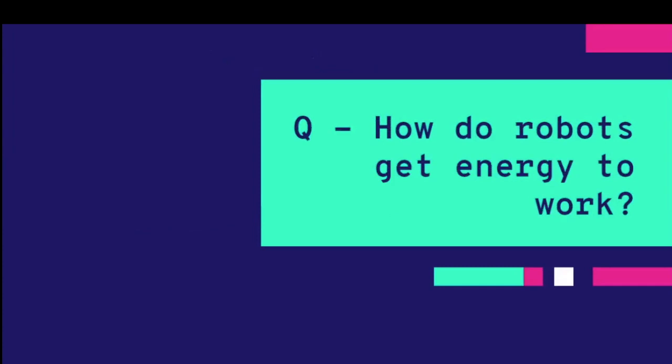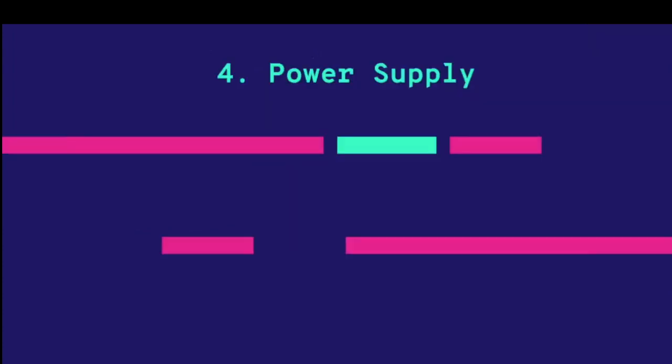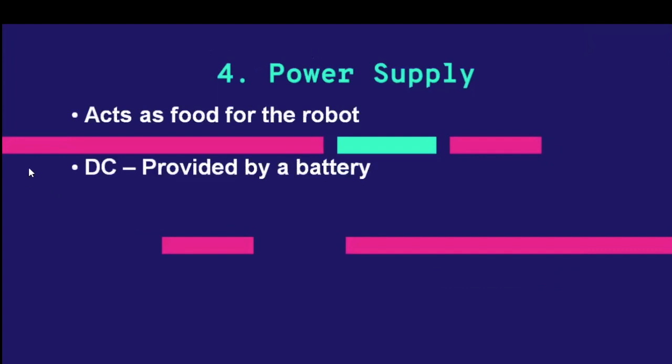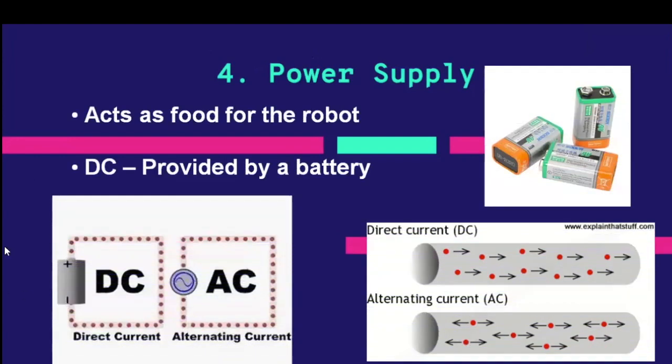Now, how do robots get energy to work? The robots get energy to work from the power supply, right? So that actually acts as the food for the robot. And always for the robots, we are providing the DC, that is direct current, from the batteries.